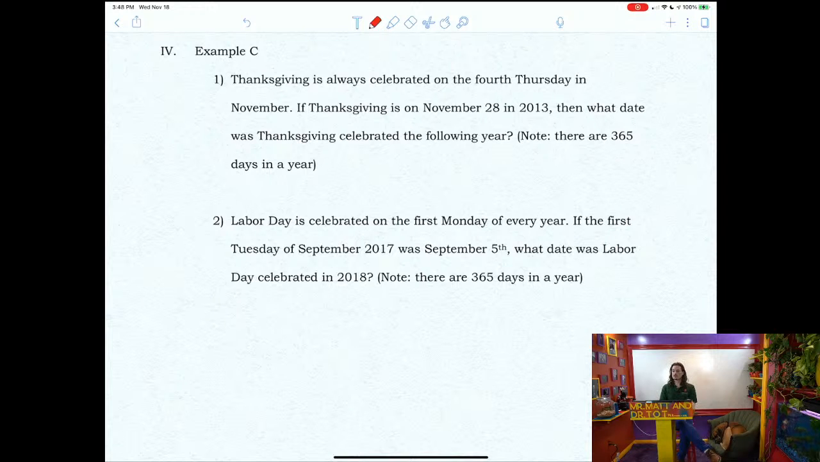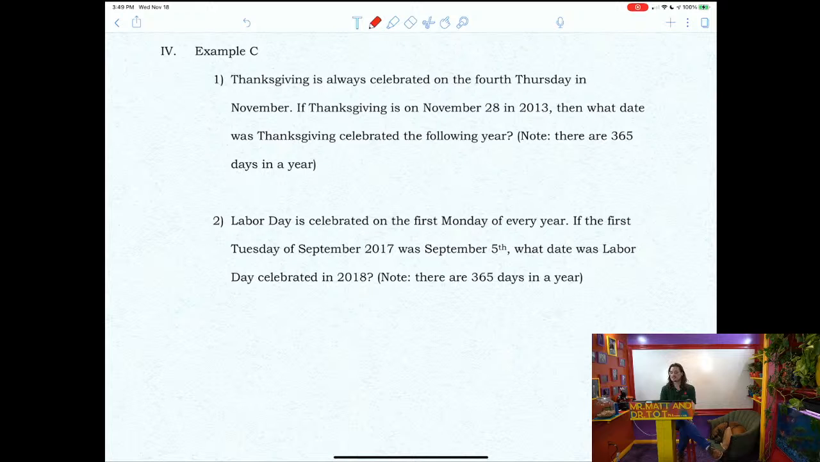So, for example C's, we have 2 problems here. Number 1, Thanksgiving is always celebrated on the 4th Thursday in November. If Thanksgiving is on November 28th in 2013, then what date was Thanksgiving celebrated the following year? Note there are 365 days in a year.